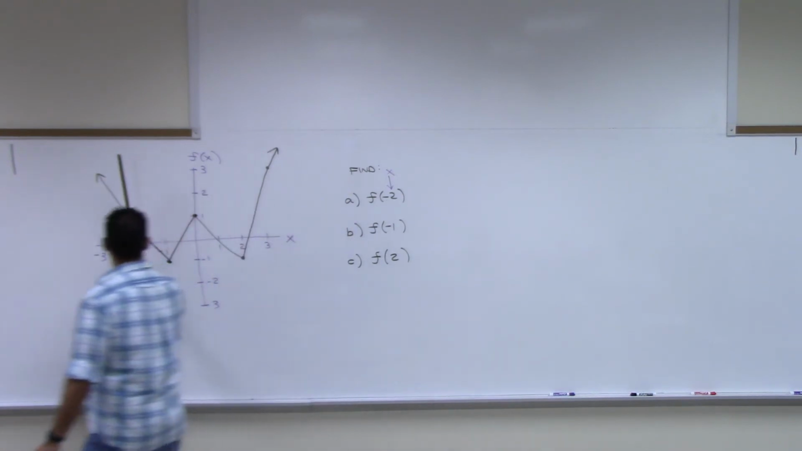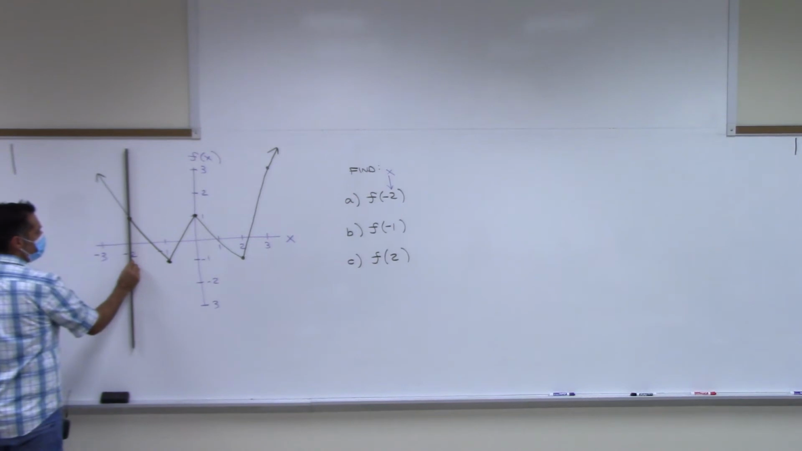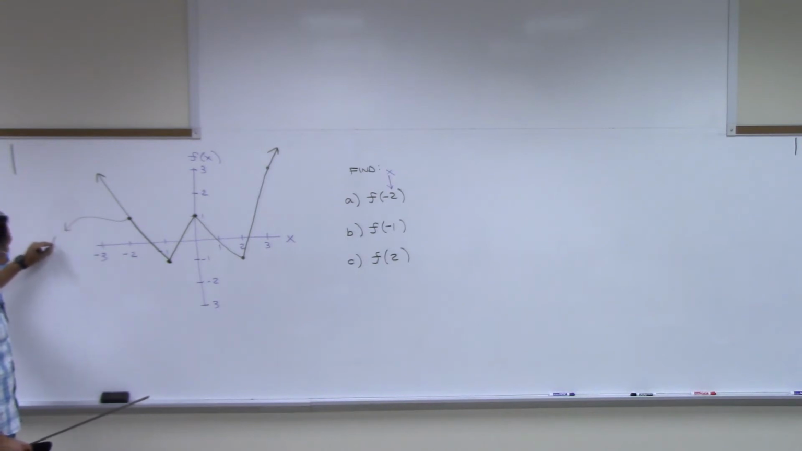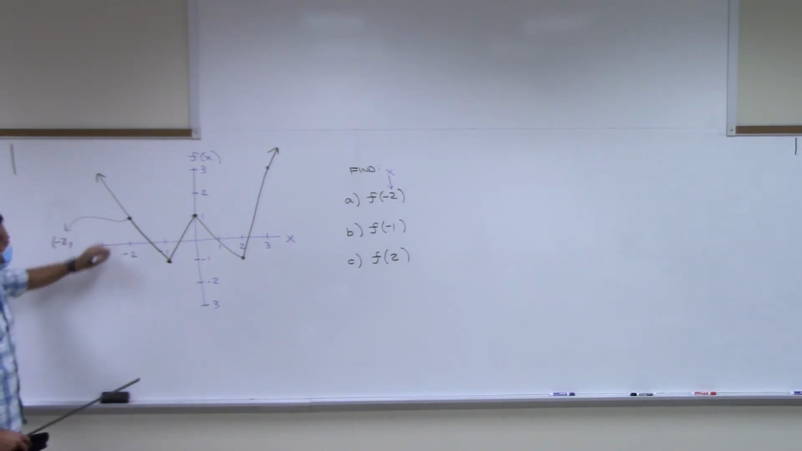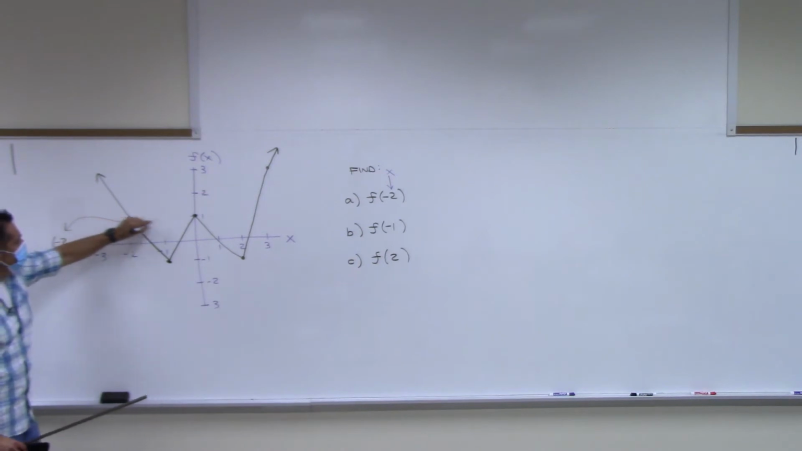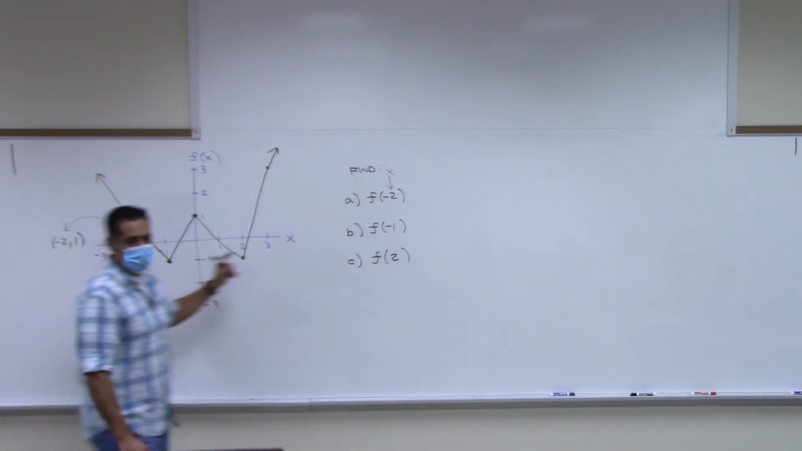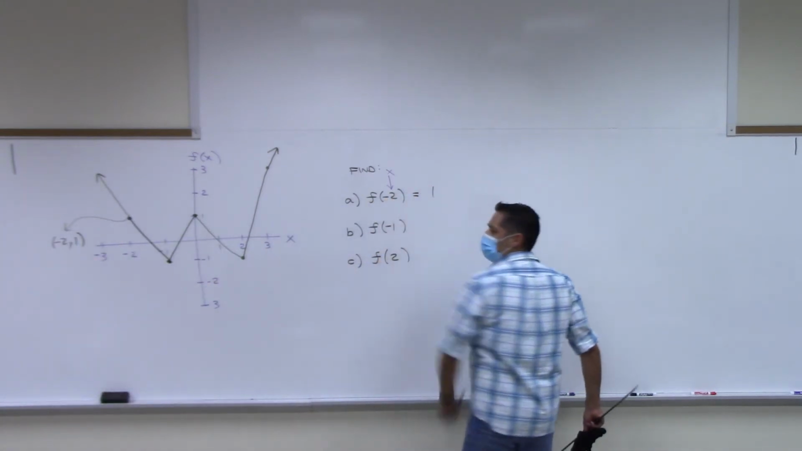And then what I'm going to do is I'm going to look up and down, and I'm going to see where my point is. Well, there's my point on the graph. So what are the coordinates of that point? Negative 2 goes in, and what comes out? So how high up is it? 1, right? So that means if I plug in negative 2, it spits out 1. Yes? So my answer should be 1.